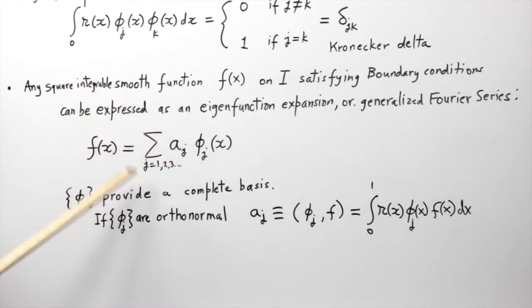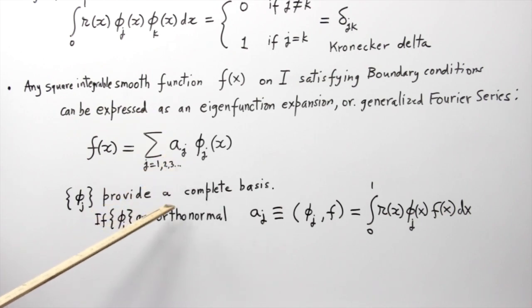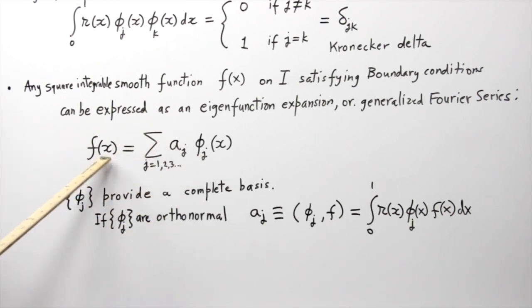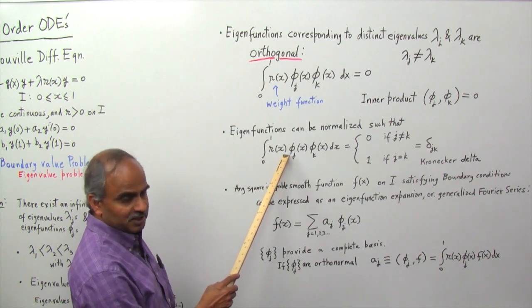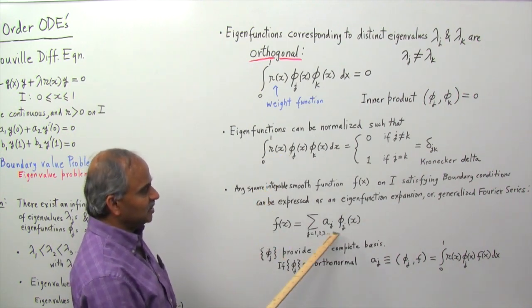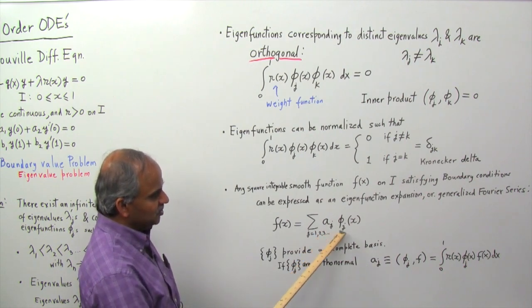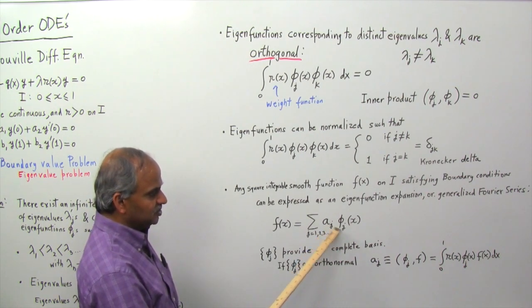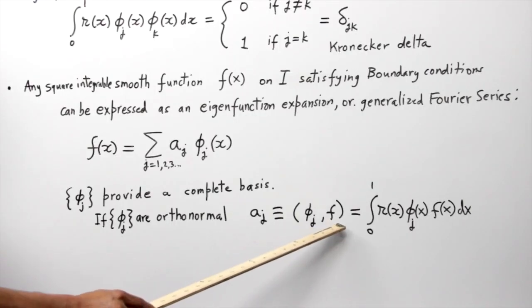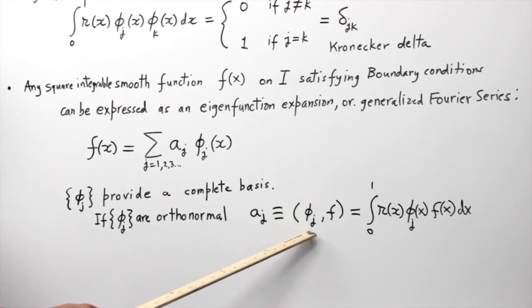And so one way to demonstrate this is a simple algebra. We propose this and then work out the coefficients a sub j. This is a simple exercise which you can do. We can multiply both sides by phi k, where k is not equal to j, and integrate by multiplying with the weight r, and use the orthogonality property to derive this result that a sub j, the coefficient of this eigenfunction expansion, is simply given by this inner product between phi j and f.